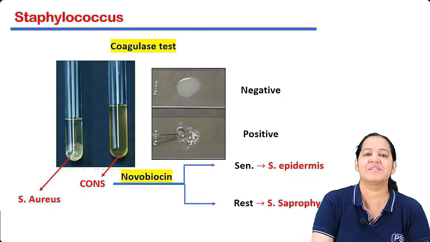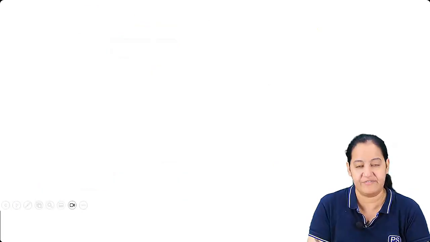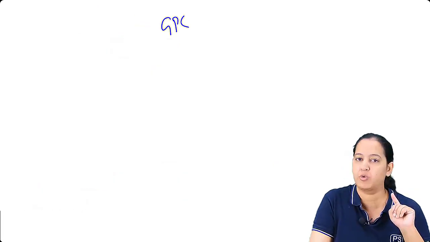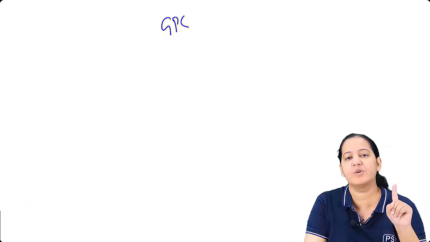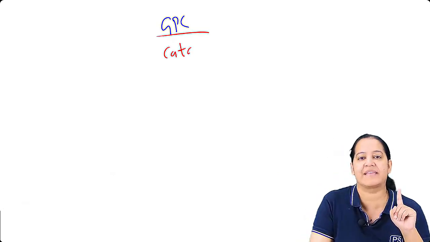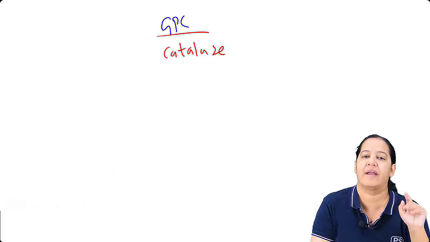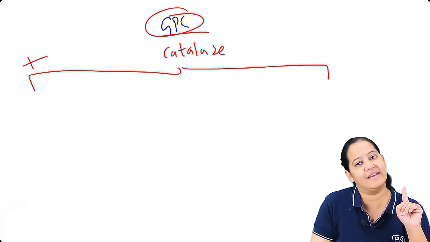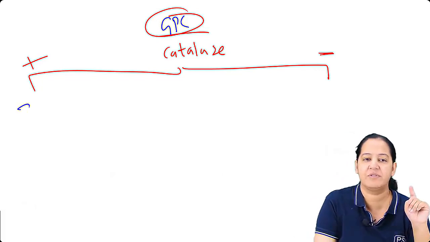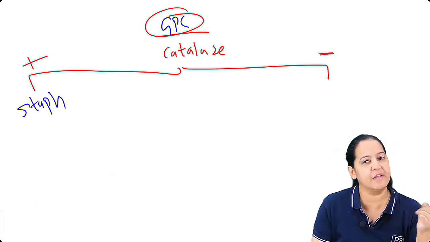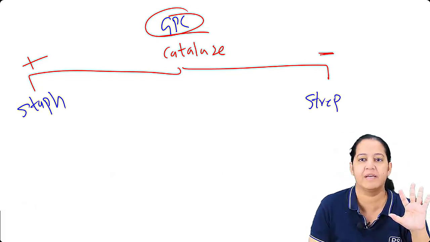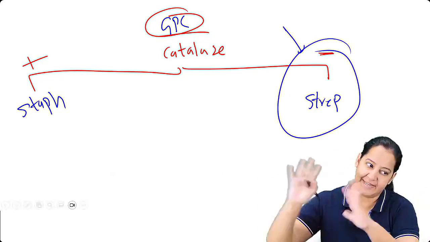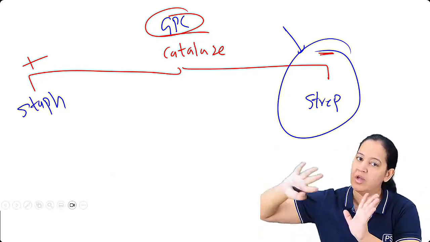So Staphylococcus. Now let's further classify. We have seen how to classify GPC. Whenever there is the word GPC, the first test you have to apply is catalase. Always apply catalase first. Look at which GPC it is, whether catalase positive or catalase negative. If it is catalase positive, it's Staph. If it is catalase negative, it's Strep. We have seen this many times. Leave Strep for now. We will take it later on, in chapter number 2.